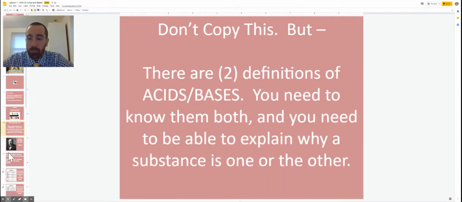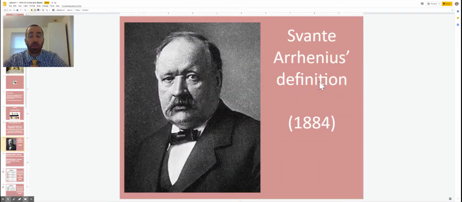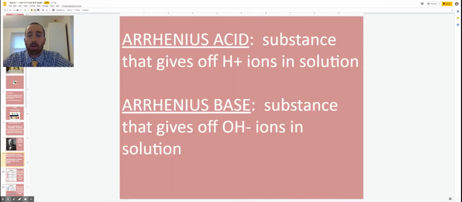So skip that. The first one is called the Arrhenius definition of acids and bases, and this was around in the late 1800s, and they say the following. So you're going to want to copy these down in your notebook so you have this. Arrhenius acid and Arrhenius base. I'll pause the video. You should copy these down.